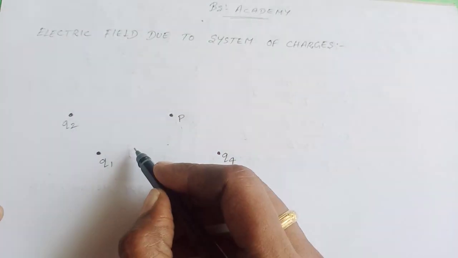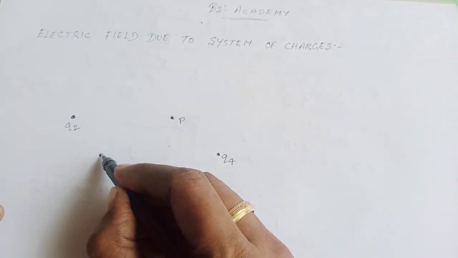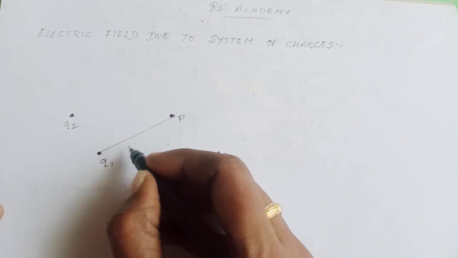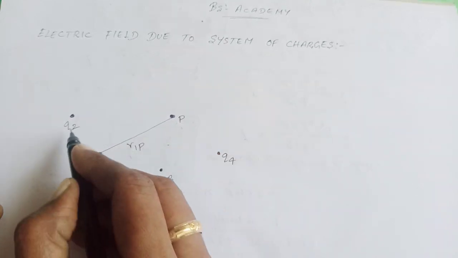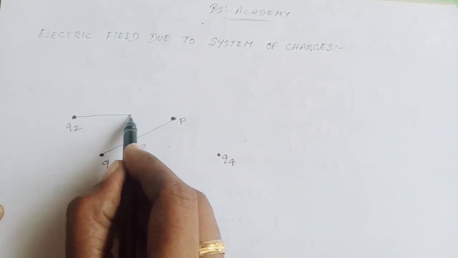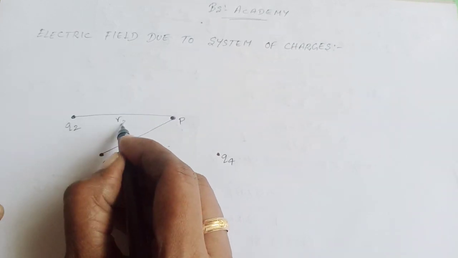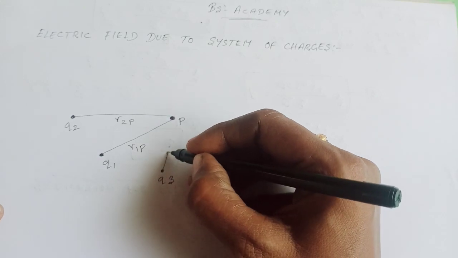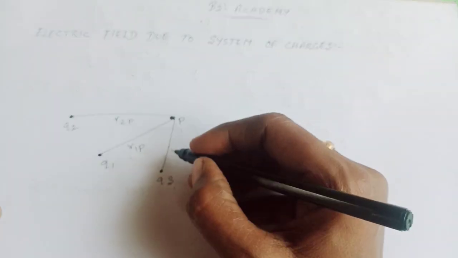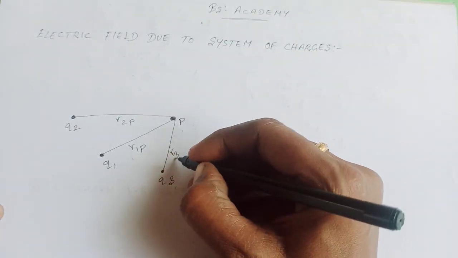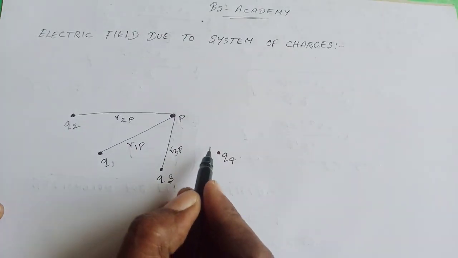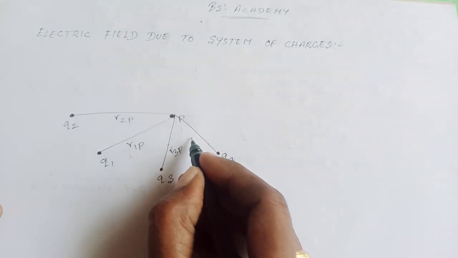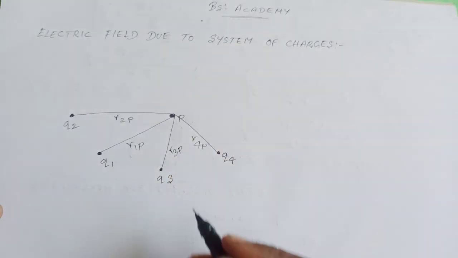See, now the distance from the charge q1 to the point P is represented as R1P. Same way the distance between the charge q2 and the point P is represented as R2P. For the charge q3 to the point P, the distance is represented as R3P. Same way for the charge q4 to the point P, the distance is represented as R4P.